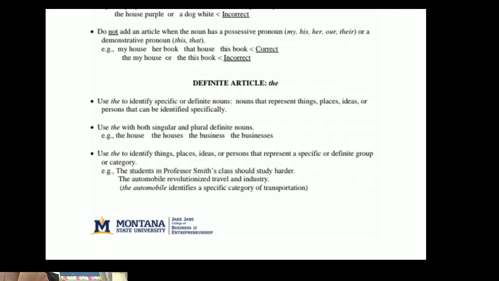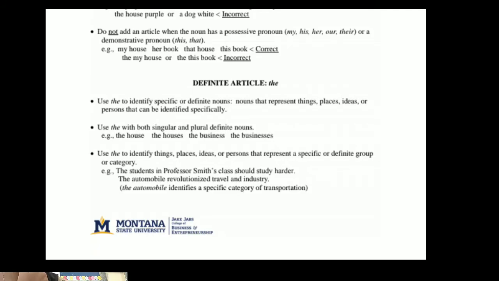Use "the" to identify things, places, ideas, or persons that represent a specific or definite group or category. For example, the students in Professor Smith's class should study harder. Look at another sentence. The automobile revolutionized travel and industry. So these are the examples for definite articles.